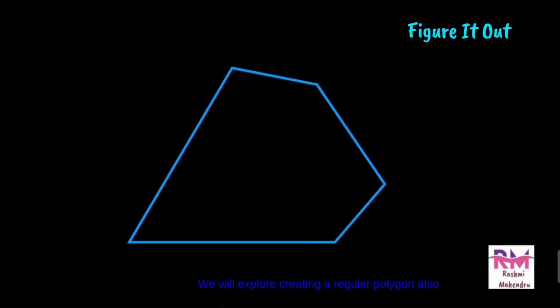We will explore creating a regular polygon also in a very interesting way. If you want to try this activity yourself, you can pause the video and see if you can create a hexagon by adding a point outside the pentagon. Do share your results in the comment section.